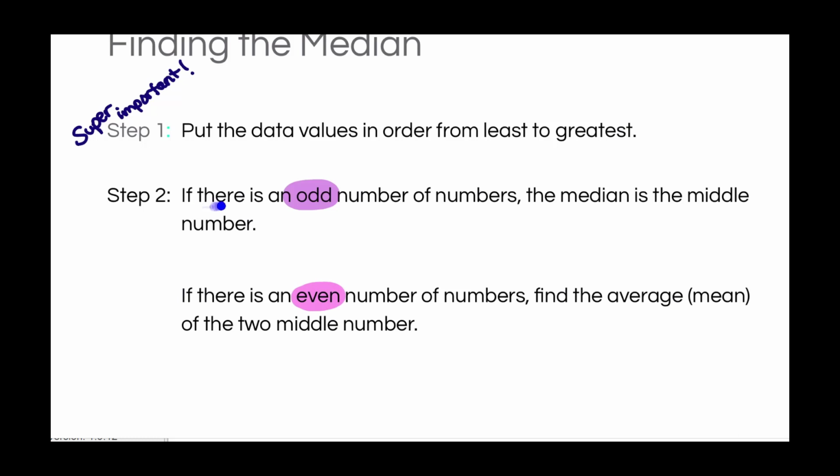What you do is, if there's an odd number of numbers in your data set, the median is the middle number, the one in the center. But if there's an even number of numbers, you find the average or the mean of the two numbers in the middle. Because if there's an even number of numbers, you don't have one number in the middle, you have two numbers in the middle. And so you would just add those two together like you're finding the average and divide by 2.